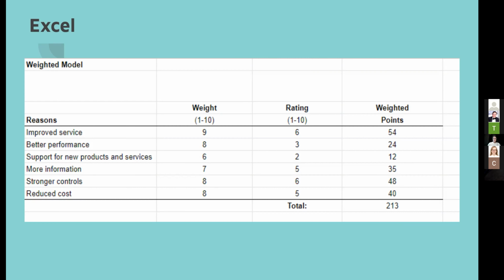The weights on stronger controls and reduced cost are quite high because, since there are too many students, we need more controls and security to keep their privacy safe. Since the system is outgrown, it will be expensive to try to improve the current system. This is why we rated it low with a high rate.